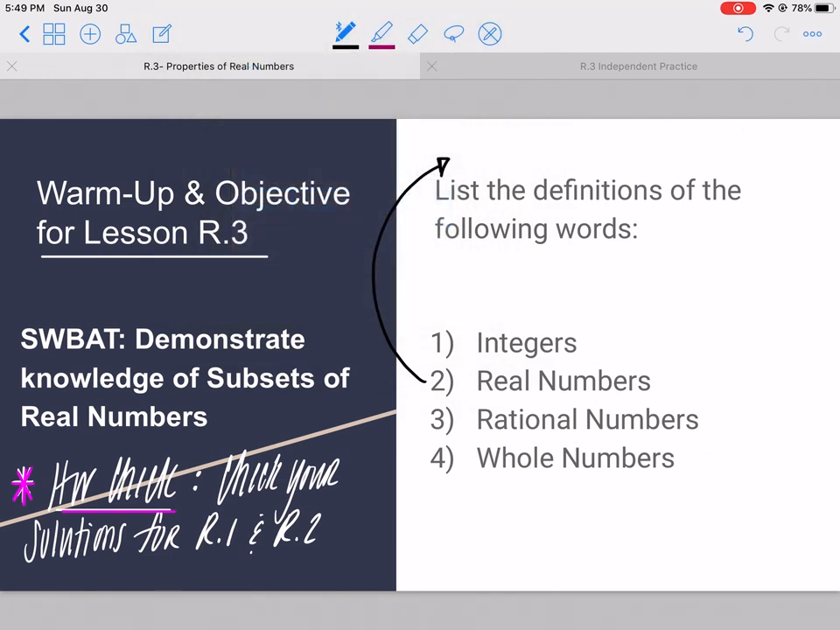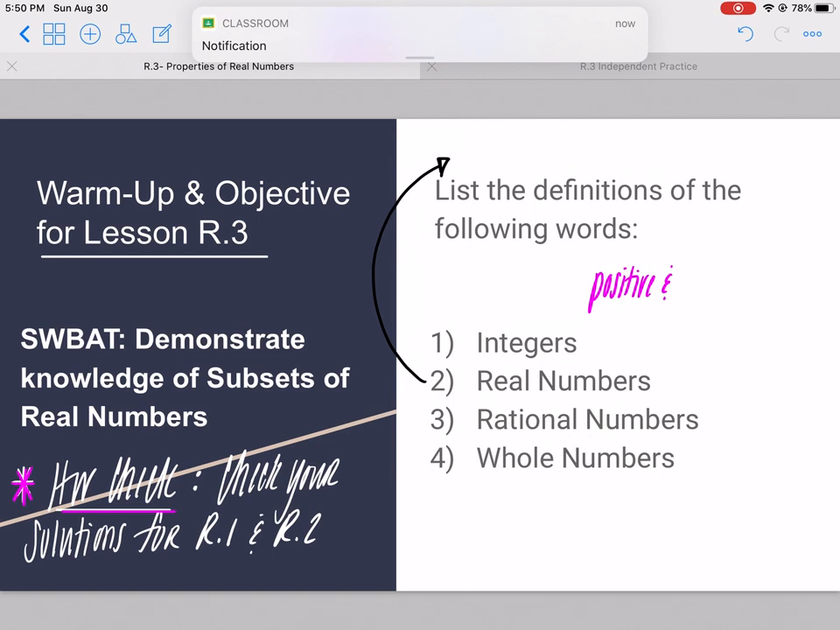Okay, for your warm-up today, I would like you guys to go ahead and pause the video and try to write in your own words a definition for these 4 subsets of real numbers that we talked about last class. Feel free to use your notes again. That is what they're there for, and that's why I want to make sure you guys are taking really good notes. Okay, so integers, I would write the integers as something like all positive and negative whole numbers.